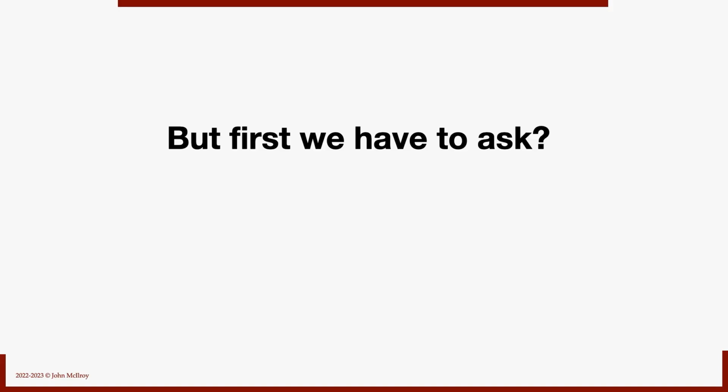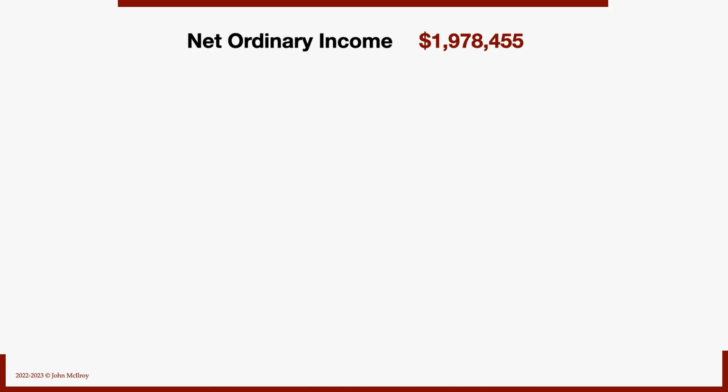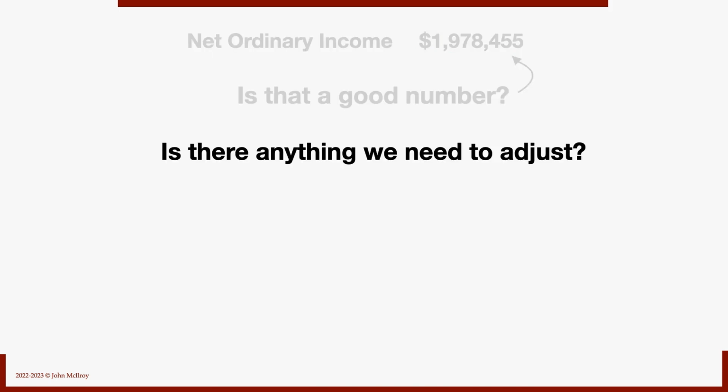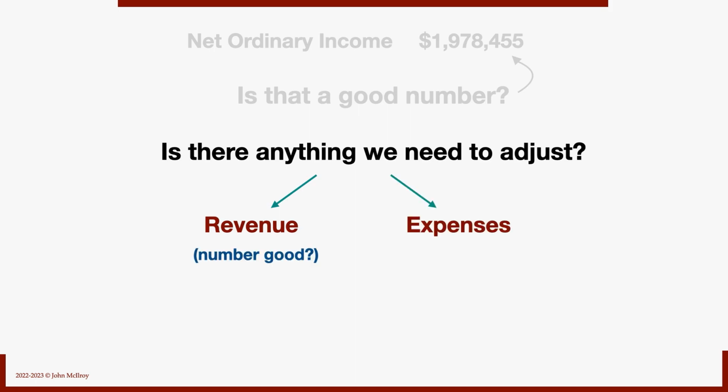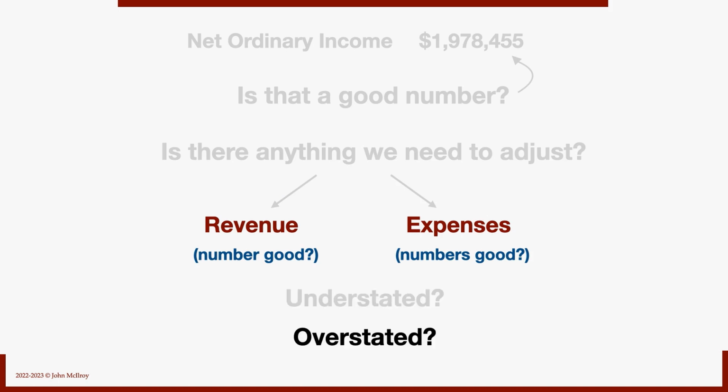But first, we have to ask, when it comes to that net ordinary income number, is that a good number? Is there anything in that number that we need to adjust? On the revenue side, is that number good? Anything on the expenses side? Are those numbers good? It's very typical in these small businesses to see situations where revenue or expenses are either understated or overstated.